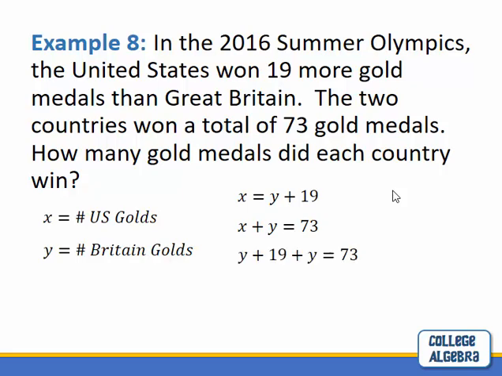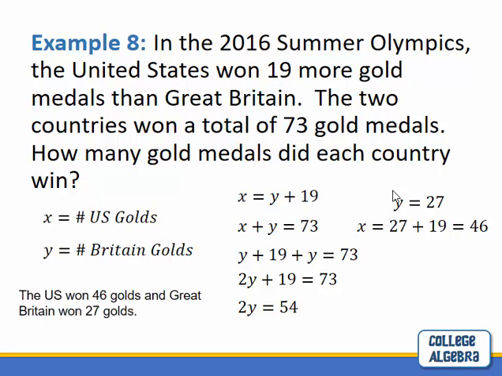We have X plus Y is 73, but we know X is Y plus 19, so we get Y plus 19 plus Y is 73. And that's our linear equation that we can solve. We get 2Y plus 19 equals 73. Subtract 19 from both sides. 73 minus 19 is 54, so we get 2Y equals 54. Divide both sides by 2, and you get Y is 27. So that's the number of gold medals won by Great Britain. To get the U.S., you add 19 to that, and you get 46. So the U.S. won 46 golds, and Great Britain won 27 gold medals in the 2016 Summer Olympics.